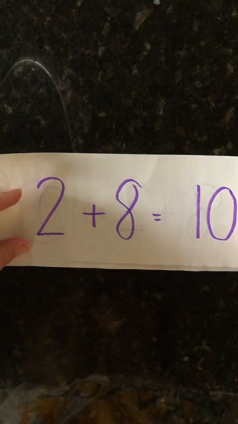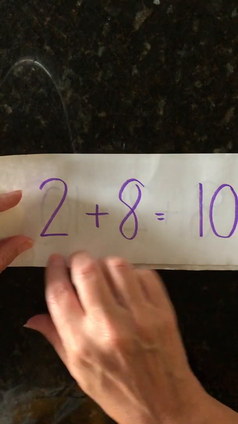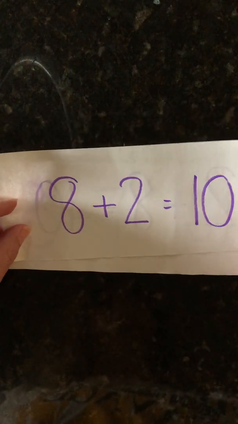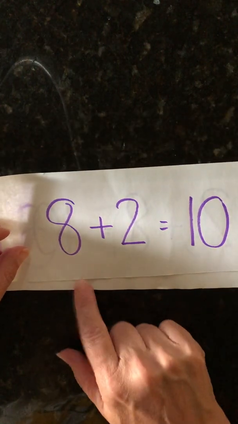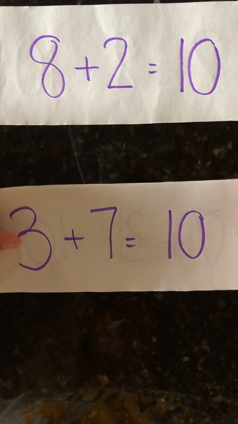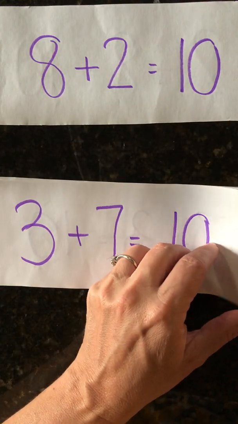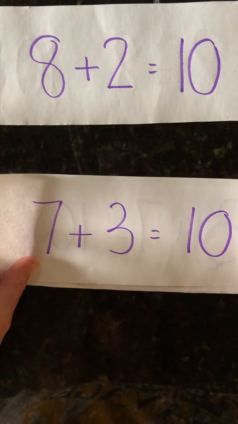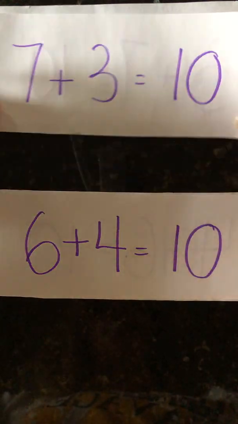Do you remember 2 plus 8 equals 10? And if we flip-flop that around, 8 plus 2 equals 10. 2 and 8 go together to make 10. 8 and 2 go together to make 10. 3 plus 7 equals 10. And the flip-flop, 7 plus 3 equals 10. That's exactly right. Good job.